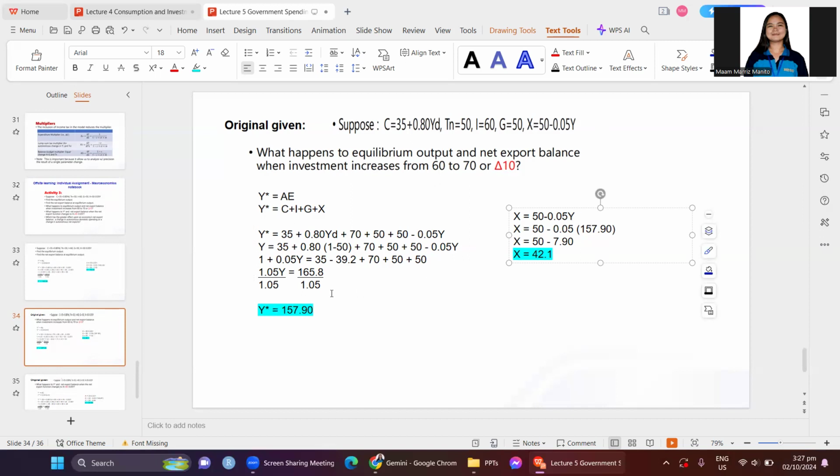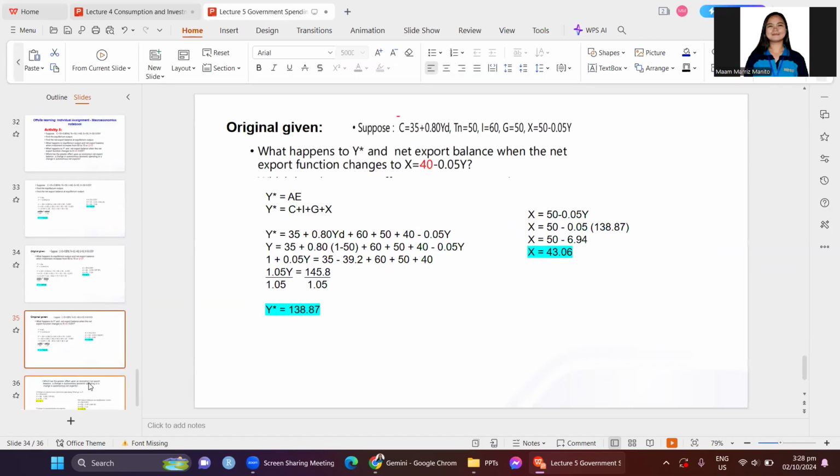And then the net export balance, we will change the Y to the equilibrium output. That's 157.90. So 0.05 times 157.90, that is 7.90. And then 50 minus 7.90, that is 42.1. Okay, next question.